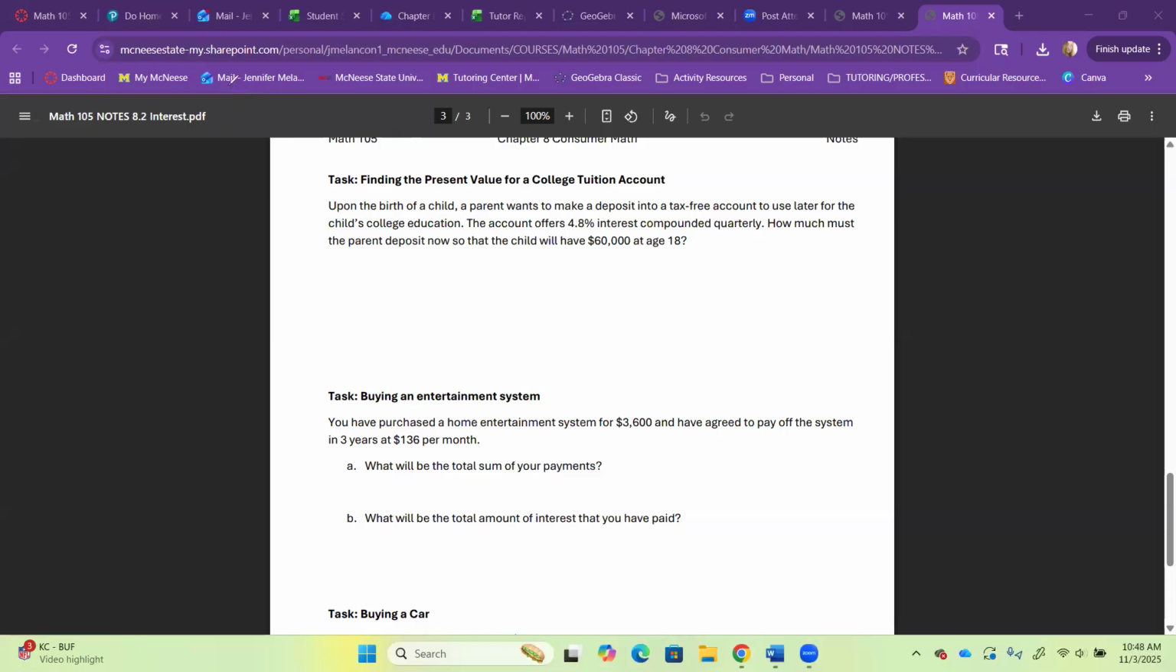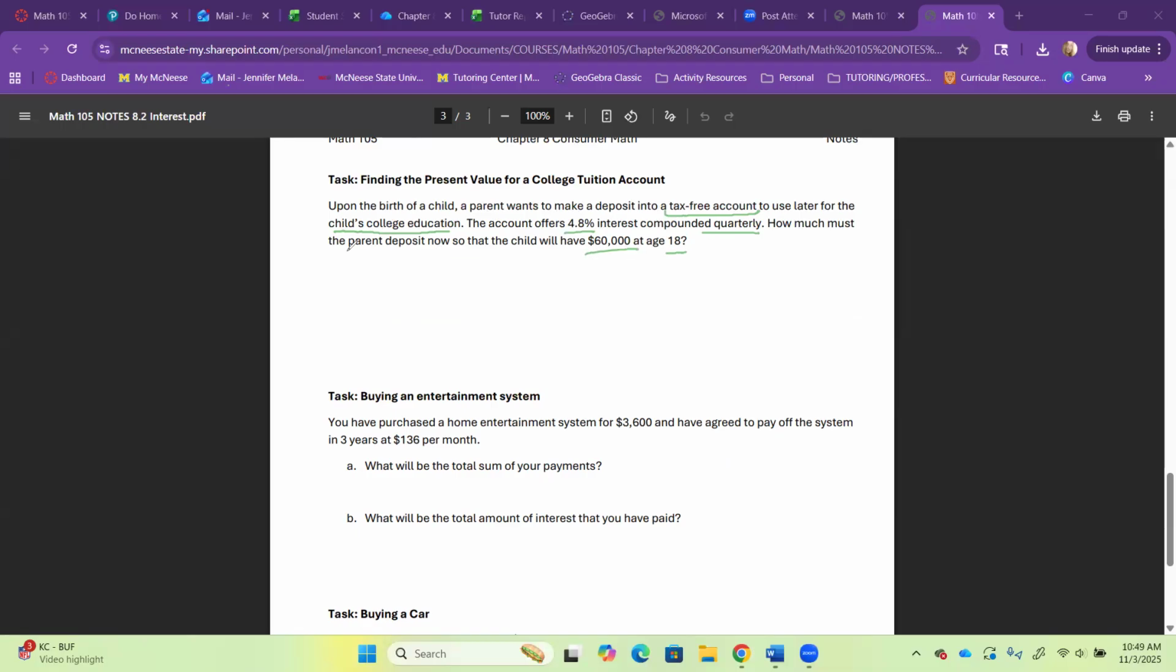All right, and this one says, upon the birth of a child, a parent wants to make a deposit into a tax-free account. So in some cases, that would be like a traditional IRA where you don't pay your tax on the money that you deposit now. You pay it later whenever you take it out, but that's a retirement account. There are accounts that are set up similar, and they are specifically for college, which is what this one is, to use for a child's college education. So the account offers 4.8% interest compounded quarterly. How much must the parent deposit now so that the child will have $60,000 at age 18?